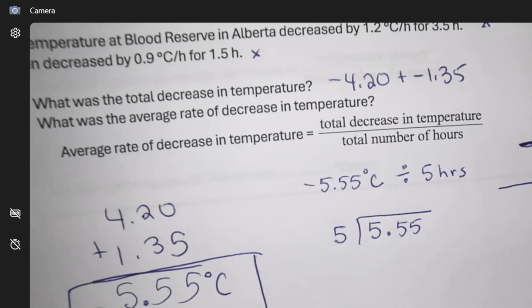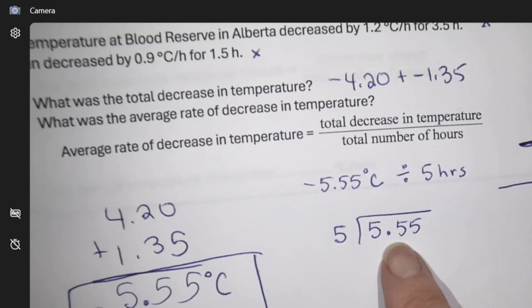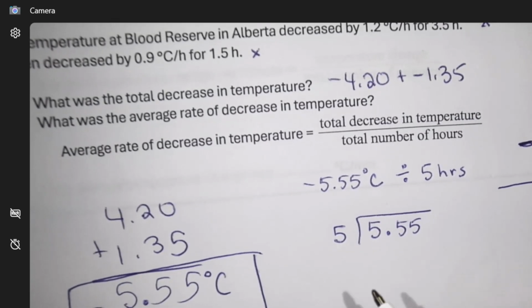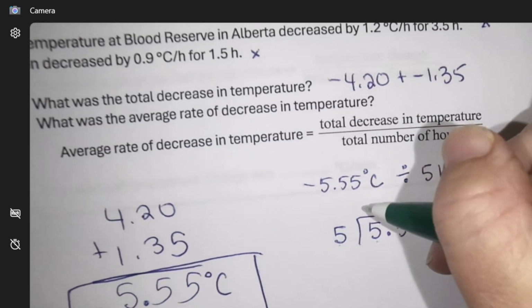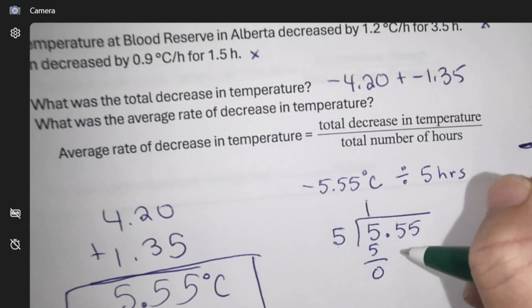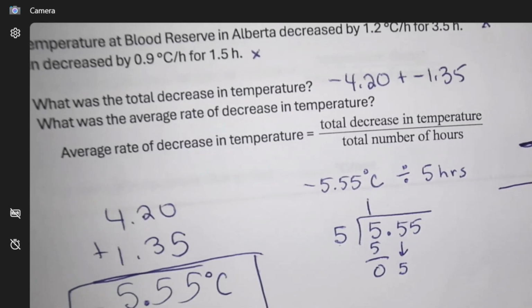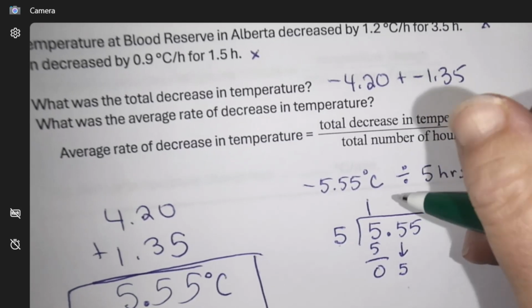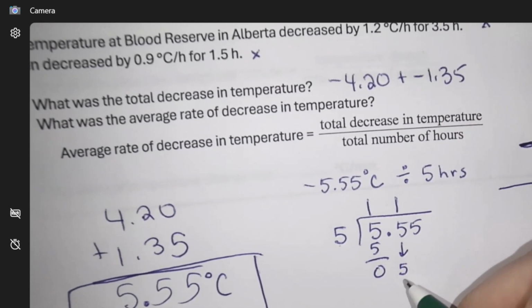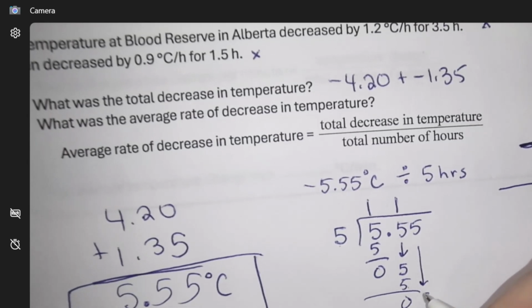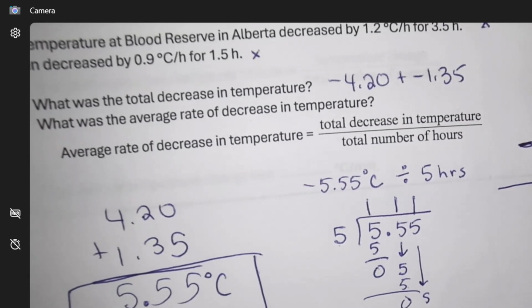Okay, I'm actually going to do this with the decimal in it. I'm going to show you that. So I should have said this before. I don't want decimals on this. I think it's okay if you have decimals here. Okay, how many times does 5 fit into 5? Once. How many times does 5 fit into 5? Once. And once, right?